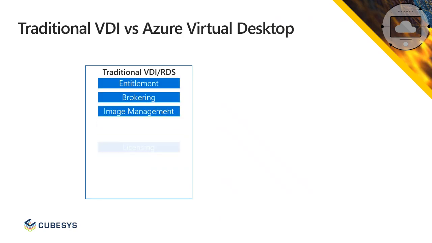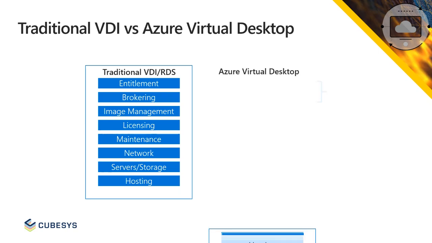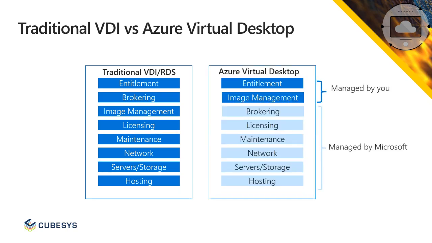So what does a traditional VDI environment look like on-prem? Basically, we've got all of these key components that we need to provision when we do traditional VDI. So we've got entitlement, brokering, image management, licensing, server, storage, all of this stuff that we need to look after and maintain. Whereas with Azure Virtual Desktop, Microsoft manages a lot of that stuff for us. So all the brokering, the licensing, all of that stuff is handled by Microsoft, and us as the IT admins, we literally look after the entitlement and the image management and some networking components in the background. So a lot of that heavy lifting is taken away from us.